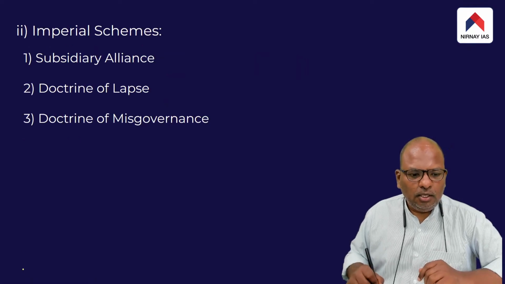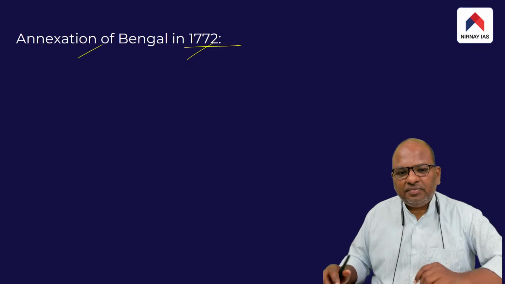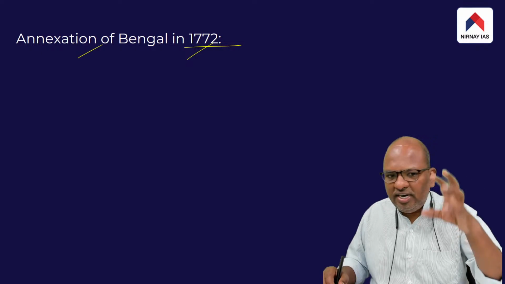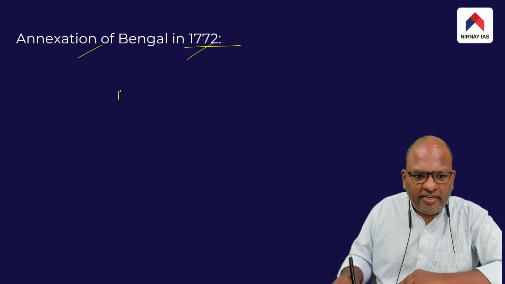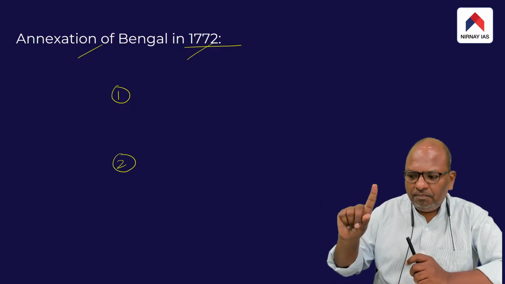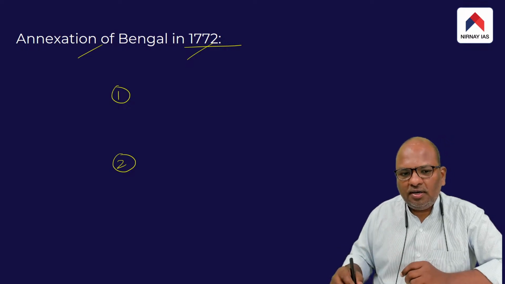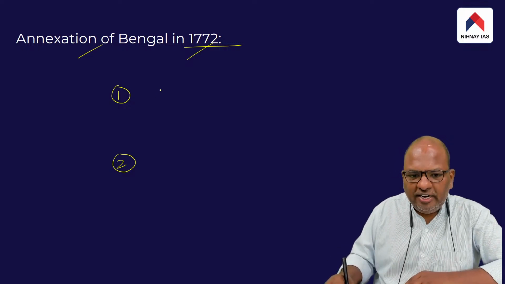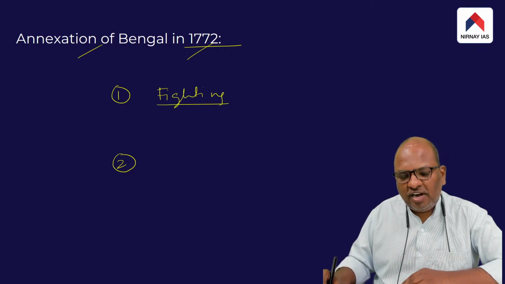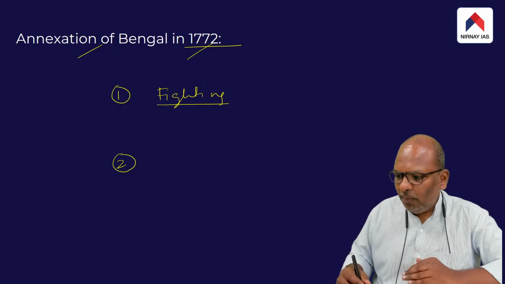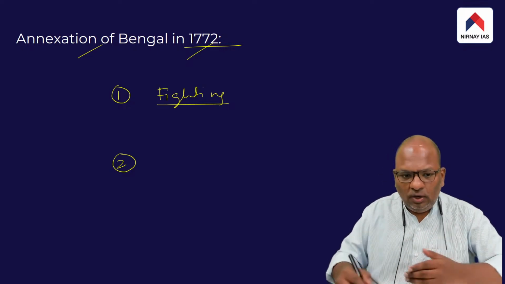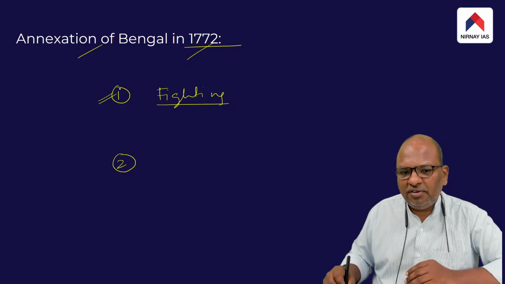That's the point. So the British followed two strategies to extend their influence over the Indian territories. You understand this point? One, by fighting wars. They tried to conquer the territories and bring them under their direct control, as we just discussed. All of what we discussed so far is basically the first strategy.